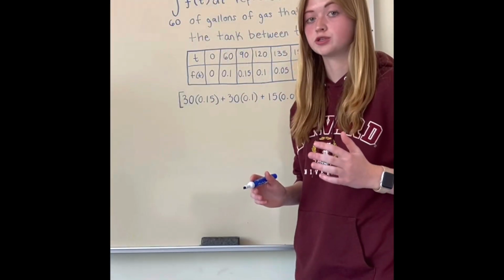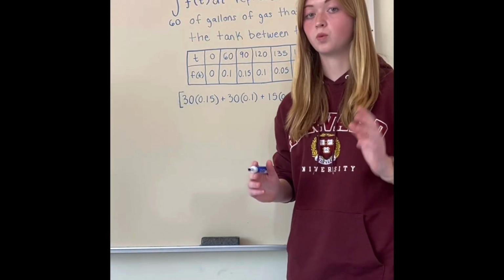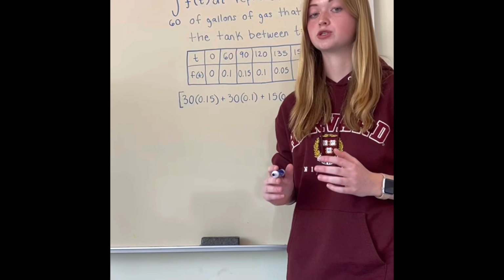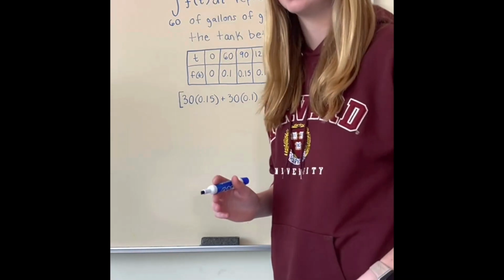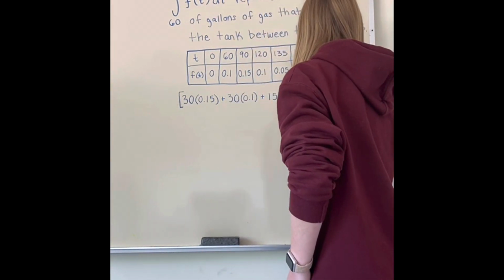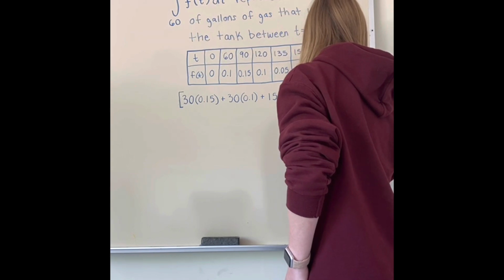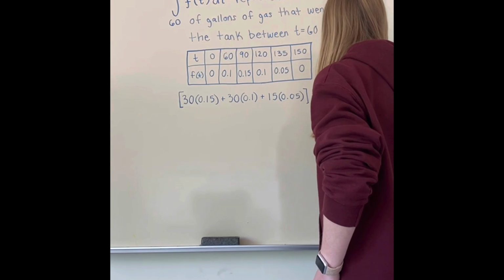So using those values, you're going to get a setup that looks a little bit like this. And because this is number 1 on the AP exam, that means you can use your calculator. Once you plug that into your calculator, you're going to get 8.25 gallons. And that's your answer for part A.